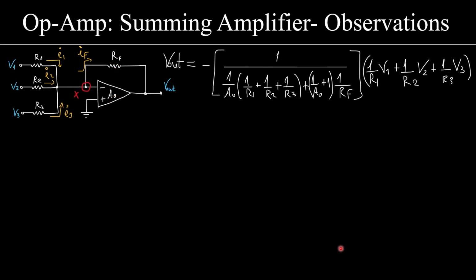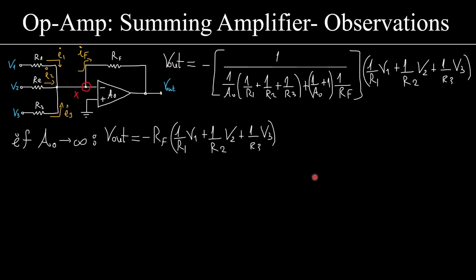On to making some observations here. Alright, what if A0 is infinite? What if it is very large? In that case, this whole thing reduces to 0. A0 is infinite, so this is very large. And 1 over A0 here, again, this is very large, so this is 0. And we have at the denominator here 1 over Rf. So we have 1 over Rf multiplied by Vx.